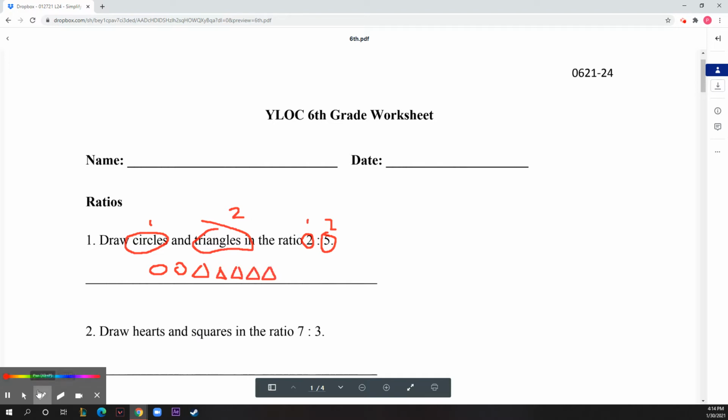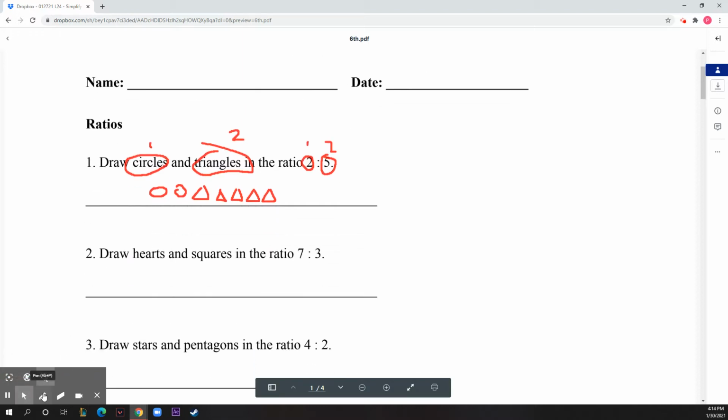Number two, draw hearts and squares in the ratio 7:3, which means seven hearts and three squares. Okay, so it's one, two, three. These are very bad hearts, but you get the idea. 1, 2, 3, 4, 5, 6, 7, and then three squares.